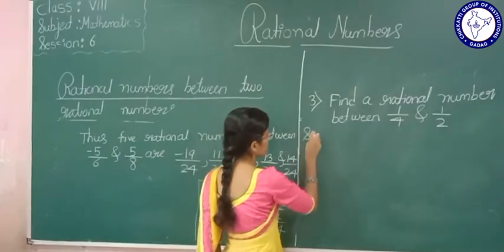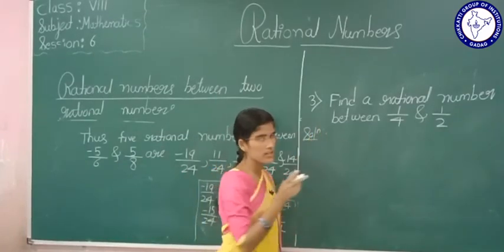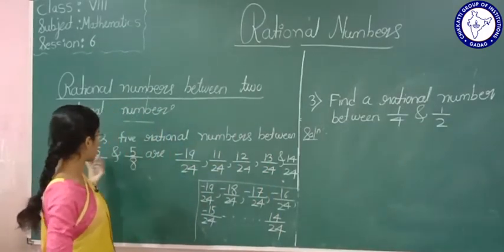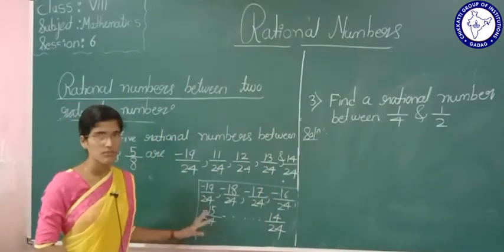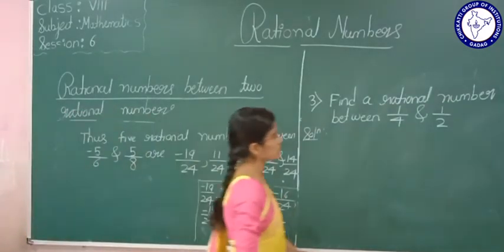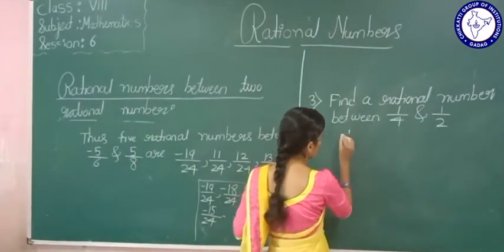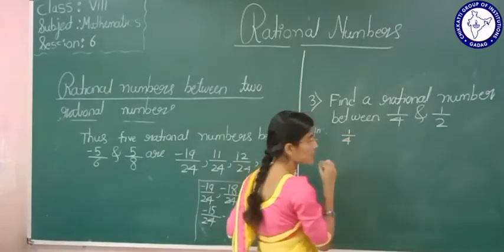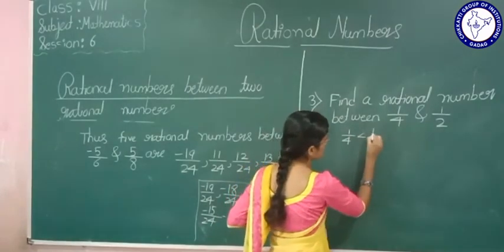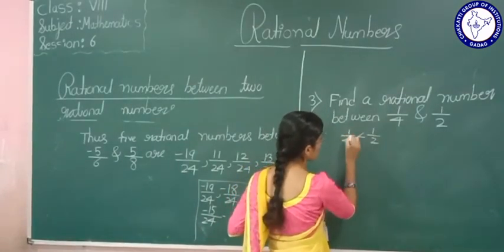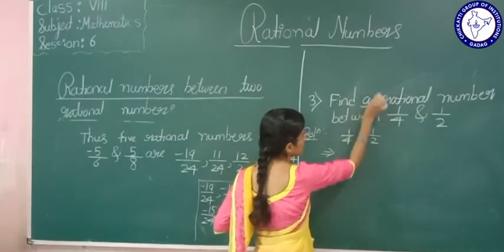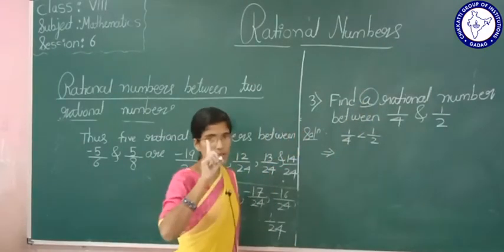See here, 2 methods are there to solve this. One method I told is to take the LCM, where if the denominators are not the same, we go for LCM. Otherwise, one more method here: by taking the mean, we can find it. See here, 1 by 4 is less than 1 by 2. We have to find only one rational number, they told us.